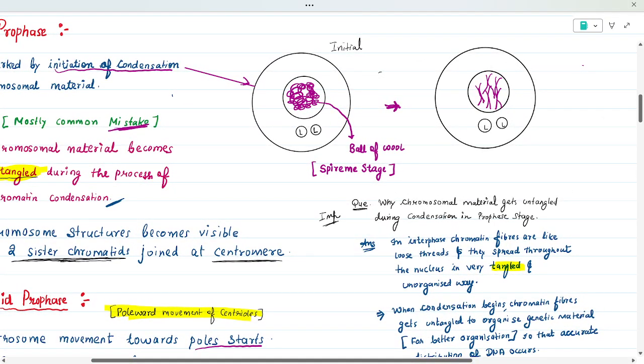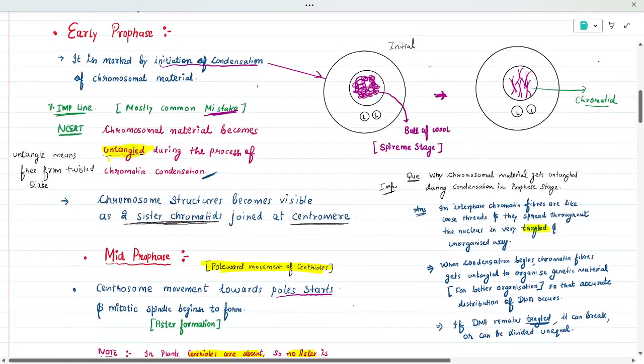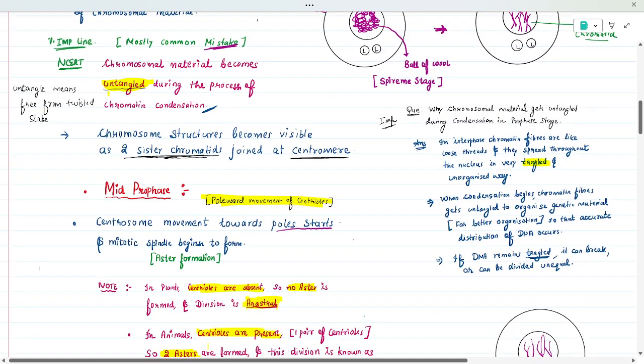Then chromosomes during condensation form from chromatin, they form chromatid-like structures, where one chromosome has two sister chromatids attached to one centromere. For our convenience, we divided prophase into early prophase, mid prophase, and late prophase. In early prophase, I explained the condensation of chromosomes in my previous video, and in mid prophase there was the aster formation. With the aster formation, centrioles moved toward the poles.